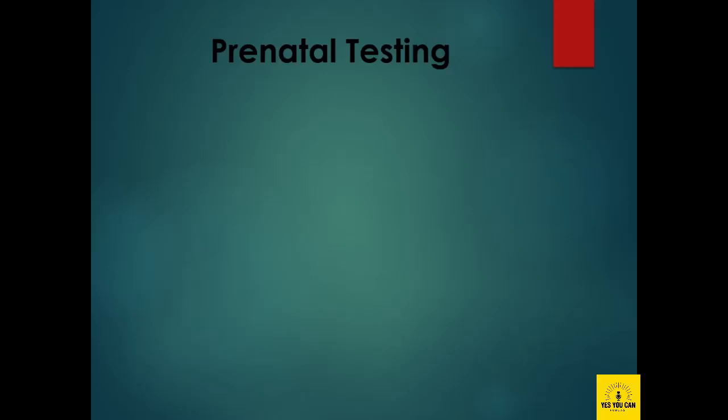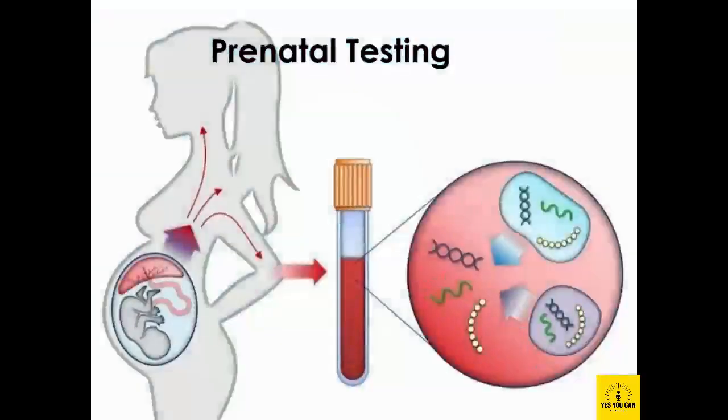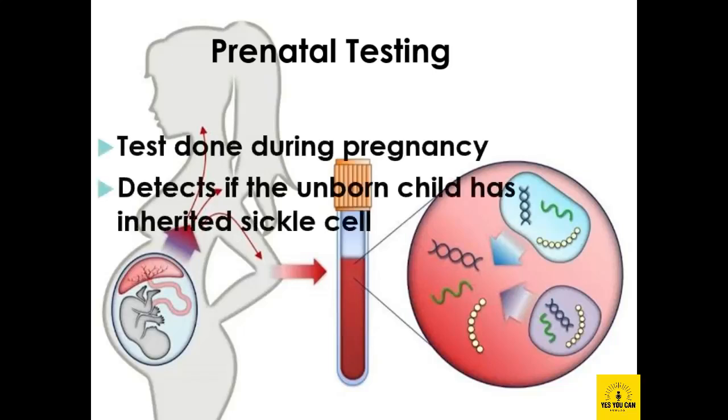So, prenatal testing. What happens during prenatal testing? Somebody may wonder, can we test a baby? Can you check the baby's blood even when it's still in the mother's womb? Yes. This involves getting blood from the mother's bloodstream, which contains fetal blood, and it helps us check what the fetus has. Does it have normal hemoglobin? Does it have the sickle cell trait, or does it have sickle cell disease itself? This is done during pregnancy and it detects whether the unborn child has inherited sickle cell, which helps the family prepare early.